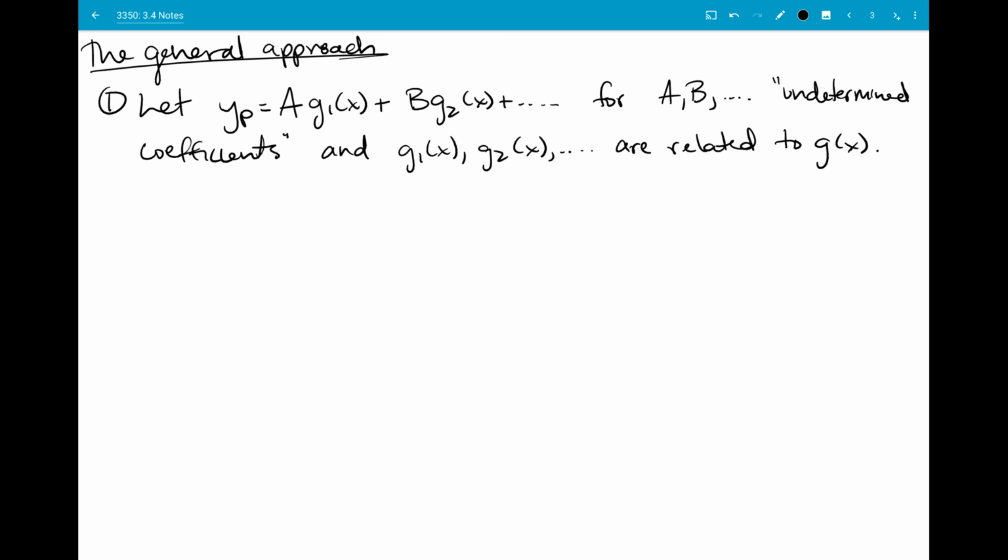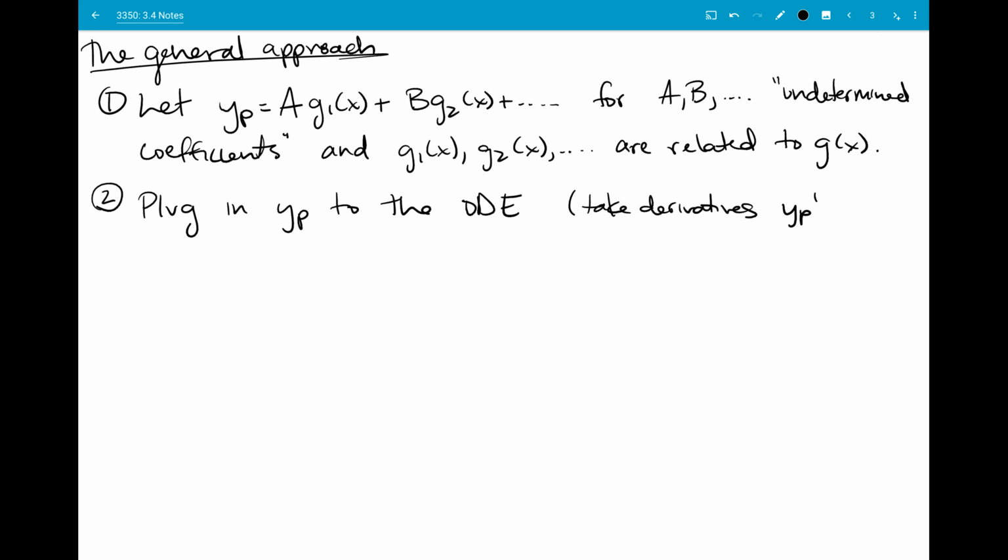But assuming that you do know how to build that y sub p, we just want to make sure it's a solution of the differential equation. So same as always, we're going to just plug it in and see what happens. And always that's going to involve taking derivatives, so that you can actually fit it in.